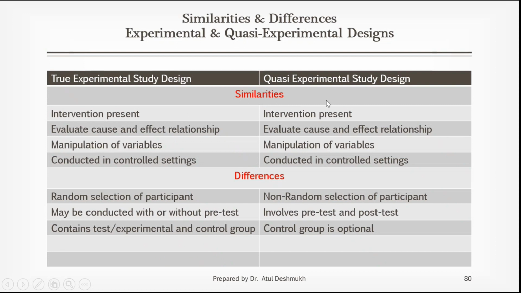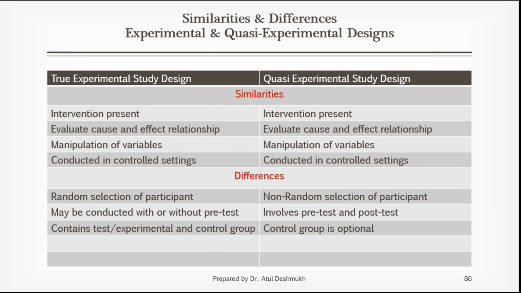Both true and quasi-experimental study designs evaluate cause and effect relationship. We have a cause, that is the intervention, and we assess the effect of that intervention on the outcome variable. Next, manipulation of variables. Manipulation means intervention. We have some kind of intervention. Okay, so I have electric vehicles. That is my intervention. I want to introduce these electric vehicles to assess their impact on air pollutants. So I am manipulating my variable.